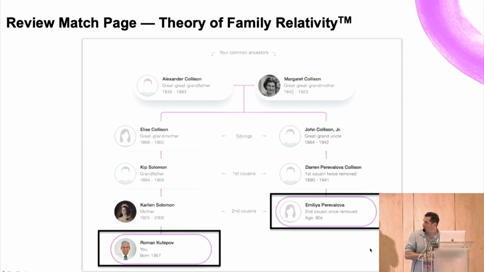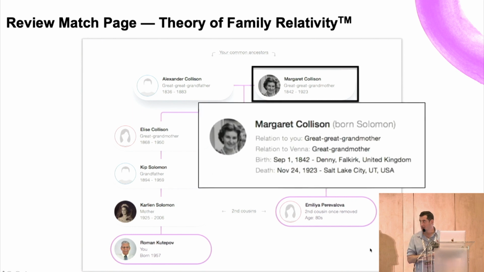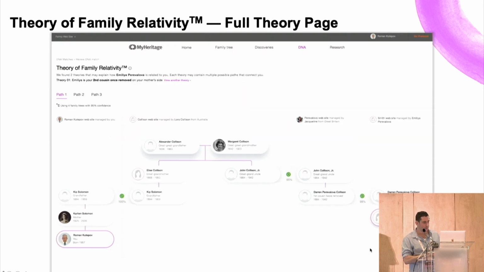So we spoke about Roman and Emilia and the path that it goes through. If you're interested in seeing more information even before diving in and looking exactly at how the theory was built, you can always hover over a person and get a little bit of information, such as the relationship to you and to your match, and the birth and death facts that we have on this person, combined from the trees.